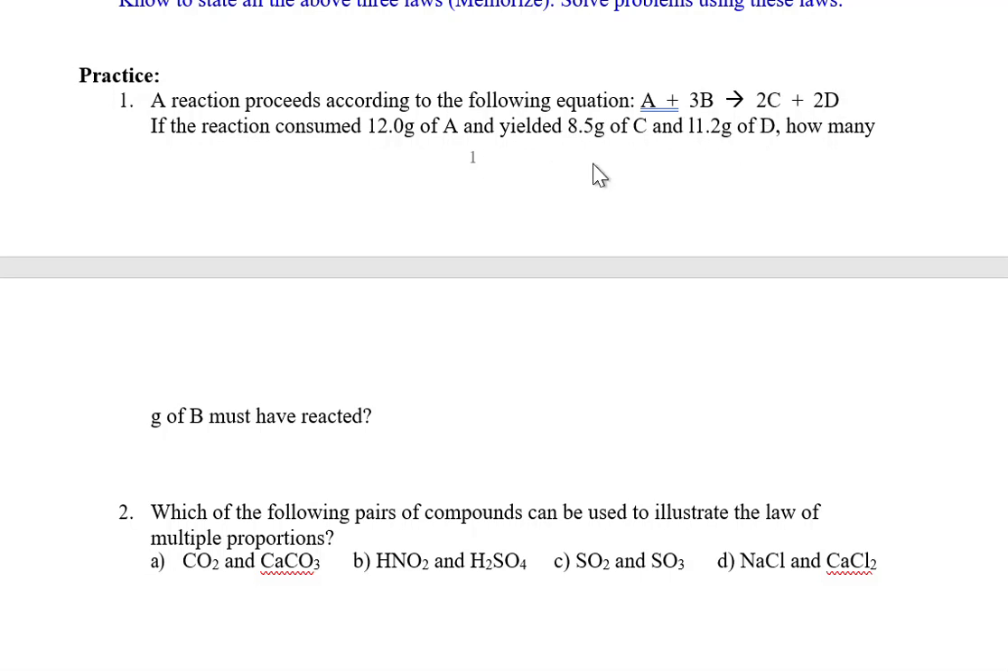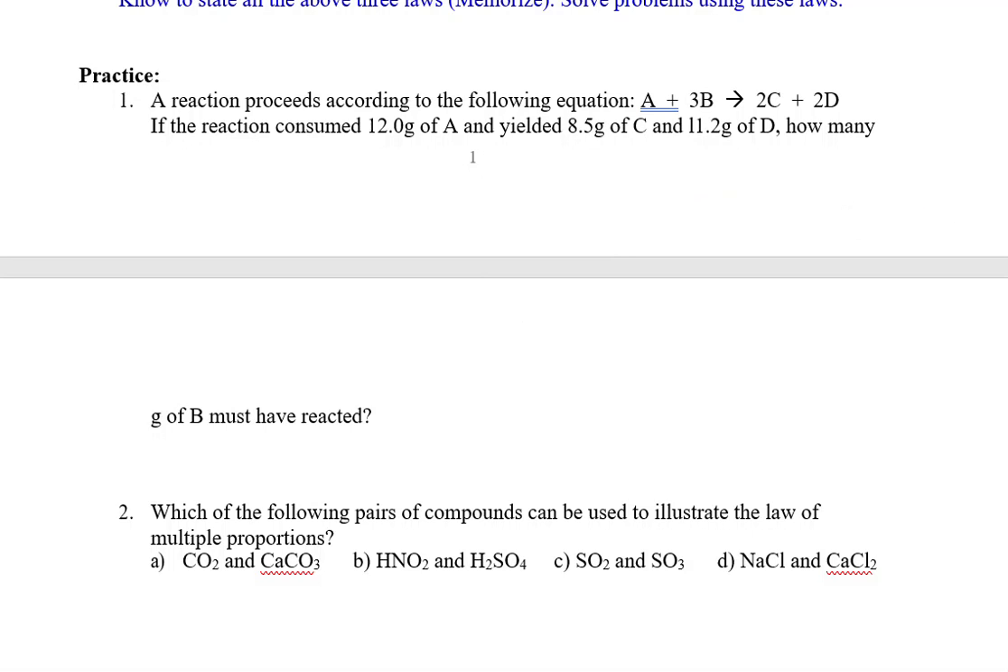So in order to answer that question, I'm going to add 8.5 to 11.2, and let me break out my calculator, and I'll let you break out your calculator and do the same thing. 8.5 plus 11.2, I get a total of 19.7 grams. So if I subtract from that the mass of A, I'll come up with the mass of B. So I'm going to subtract from that 12.0 grams, and I come up with 7.7 grams. So I know that there had to be 7.7 grams of B that reacted with that. And that illustrates our law of conservation of matter.